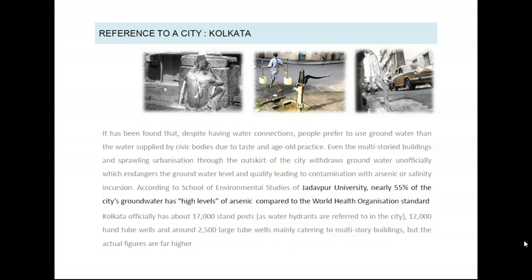Now, according to the School of Environmental Studies of Jadavpur University, nearly 55% of the city's groundwater has high levels of arsenic compared to the World Health Organization standard. Kolkata officially has about 17,000 stand posts as water hydrants, as they are referred to in the city, 12,000 hand tube wells, and around 2,500 large tube wells, mainly catering to multi-story buildings, but the actual figures are far higher.